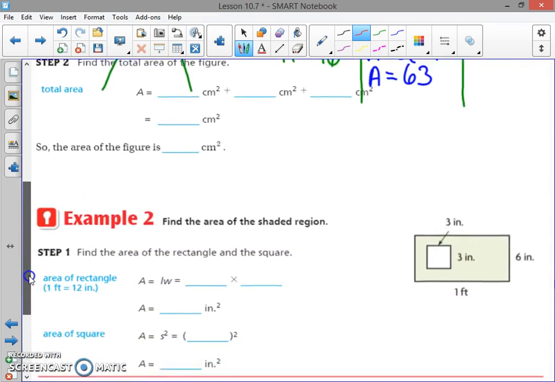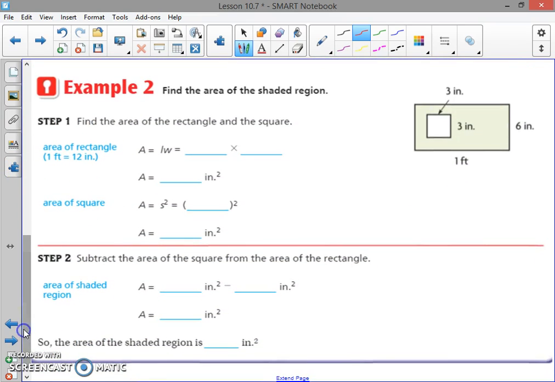Okay, down to the next one. I know I'm going to run out of time, but I really love these. These are great. So find the area of the shaded region. I don't know if you can see it on here, but this is the shaded region. Around the smaller square is the shaded region. Okay, so find the area of the rectangle and the square.